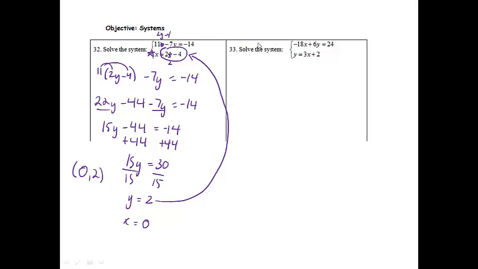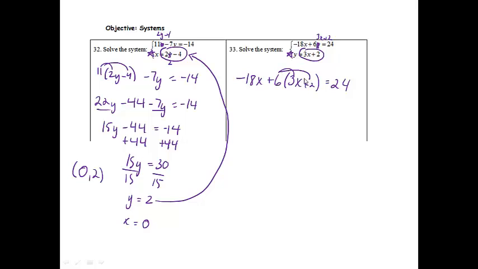Alright, next 33, solve the system. Negative 18x plus 6y equals 24, and y equals 3x plus 2. Again, I've got an equation that says y equals, so I'm going to use substitution again. I'm going to star that one. The star is next to the y, so that's the one I scribble off in the top equation, and 3x plus 2 will go in its place. So if I rewrite this, I'm going to have negative 18x plus 6, and then instead of the y, we'll have 3x plus 2, and then I still have equals 24.